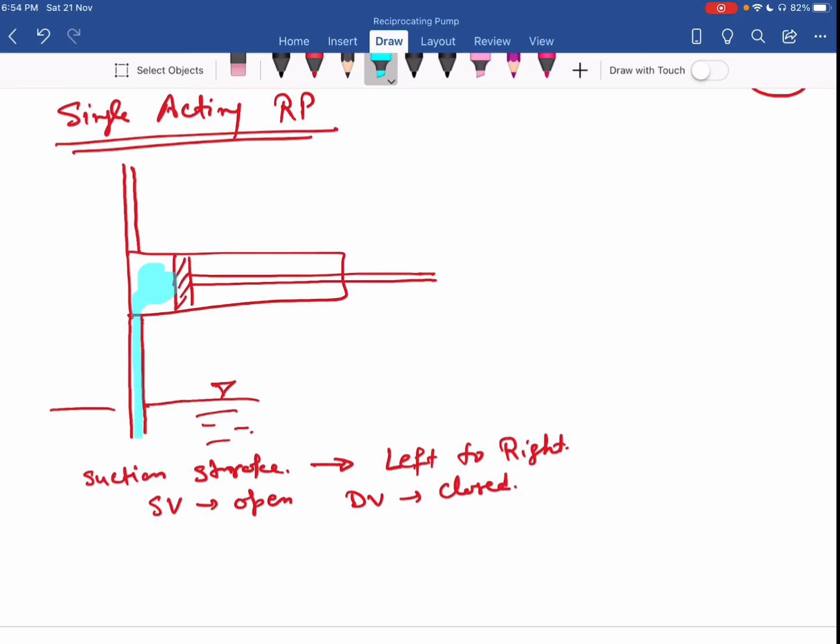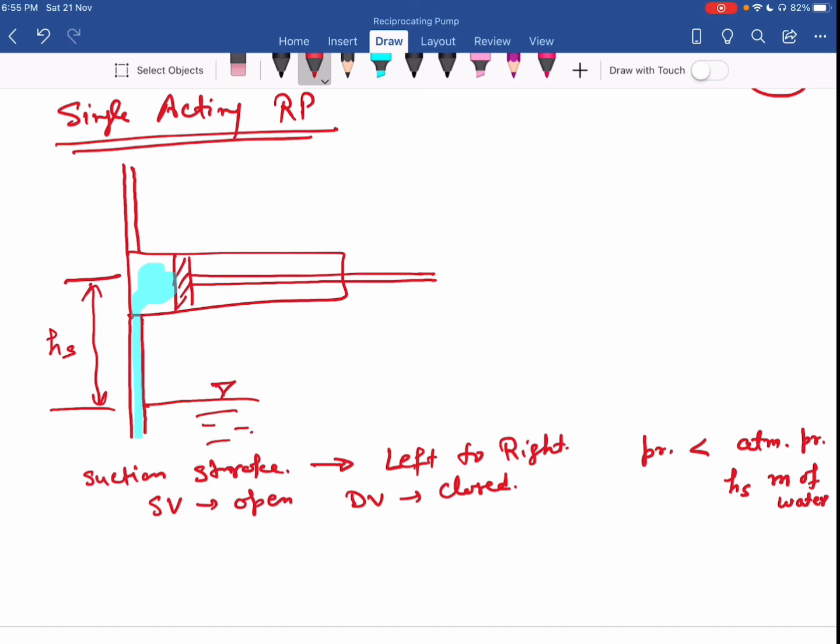Okay. Now this water comes from sump to the cylinder only when the pressure generated inside the cylinder is less than the atmospheric pressure. Okay. So pressure during suction stroke is lesser than the atmospheric pressure, and that is by an amount HS meter of water. That HS is this height from center to the sump level. Okay. So during suction stroke, you can say I have the pressure less than atmospheric pressure, and that is by an amount HS meter of water.